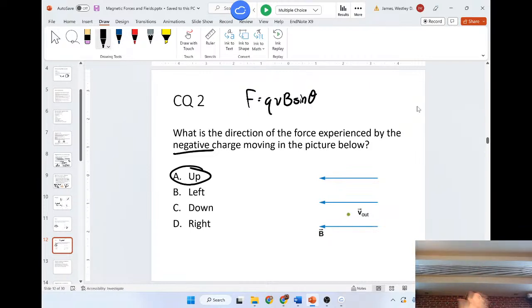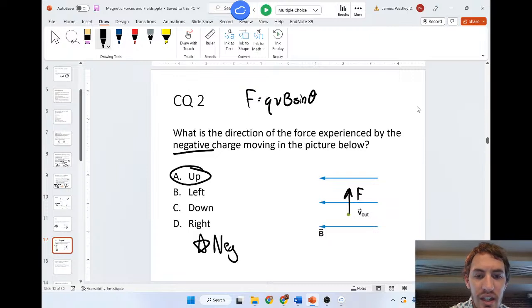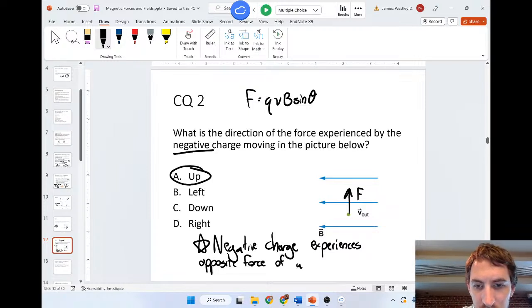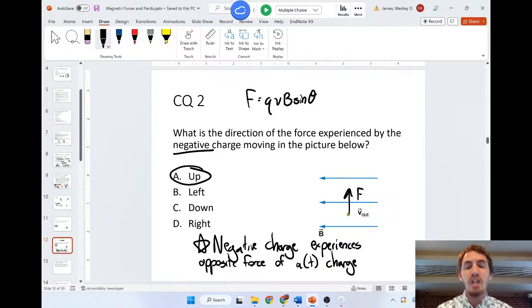You didn't actually even have to do this; if you knew the answer to the last one, this one is the opposite. A negative charge experiences the opposite force of a positive charge. I'll put that in writing so it's explicit. Look, if you want to use your left hand for negative charges, that will also get you this answer. Or you can use the right hand and just say it's going to be the opposite.